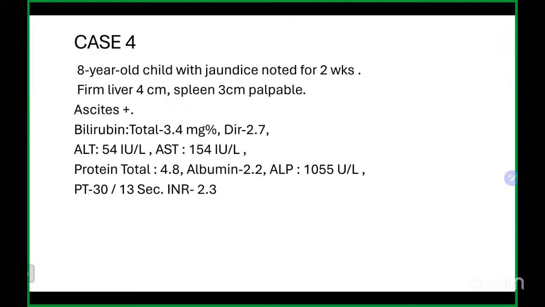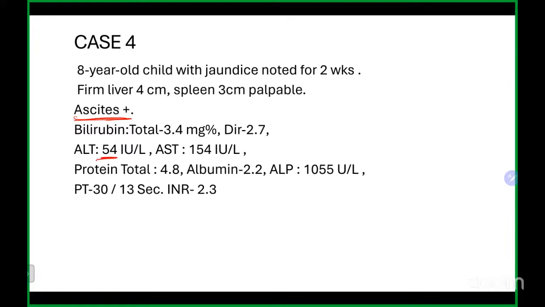Correct? Then is your last case. So this is your 8-year-old child with jaundice noted from 2 weeks again. Liver is firm, 4 centimeter. Spleen is also palpable. Now there is ascites also. So signs of free fluid is also there. And then you have total bilirubin raised.